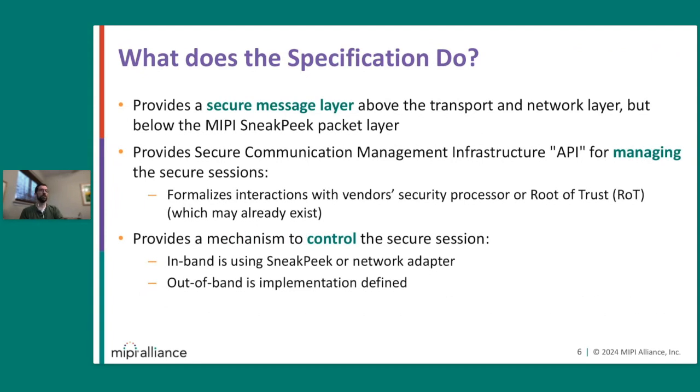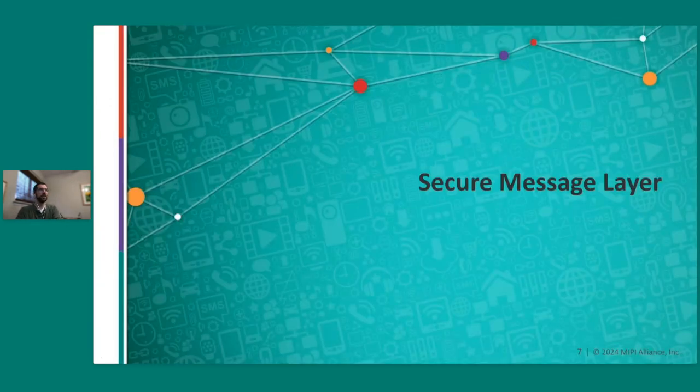And then it also provides a specified mechanism to control the secure session. In-band would be using SneakPeek or a network adapter. We'll talk about that later in the presentation. And out-of-band would be implementation defined. And we'll again walk through those things a little bit later in the presentation. So let's take a look a little bit at the secure message layer.